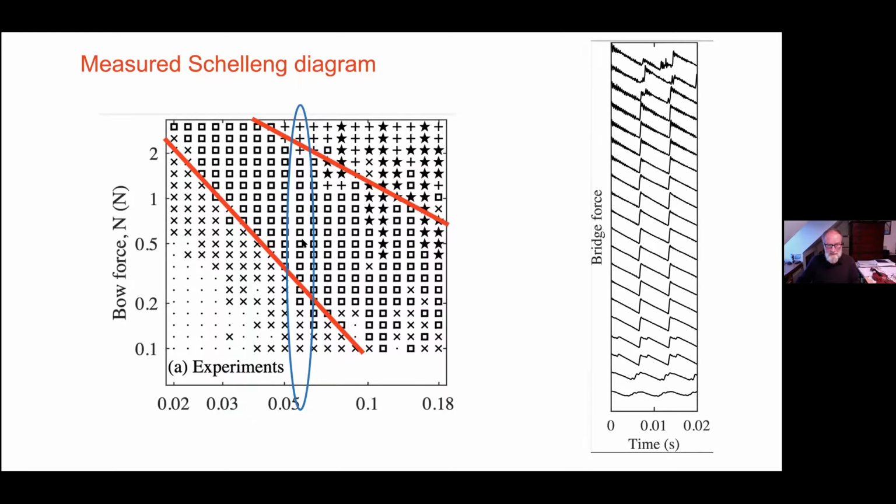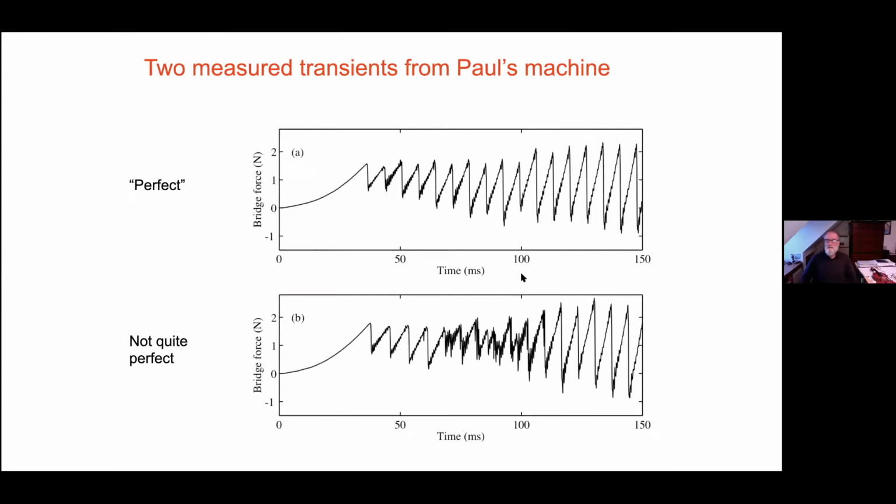So I've marked one of the columns of this diagram, and this is actually the set of waveforms that go with those points. And what you can see is all the ones through the middle have got the Helmholtz sawtooth. The ones low down have got these multiple slipping. And the last few at the top are doing this irregular raucous thing. And yeah, it more or less agreed with the sort of thing Schelling was expecting. But we're interested in transients.